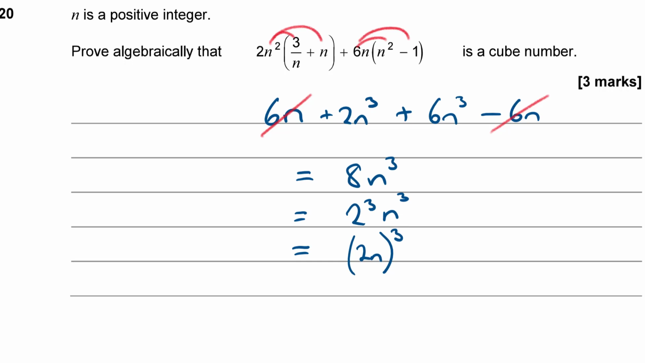In other words, the answer has to be a cube number, because whatever n is, you're going to end up with doubling it and then cubing it, which is going to be a cube number. So therefore, always a cube number.